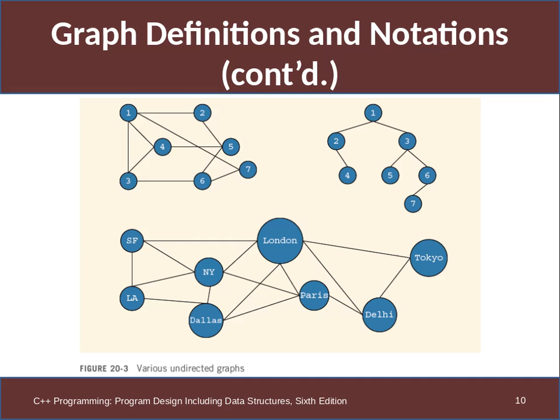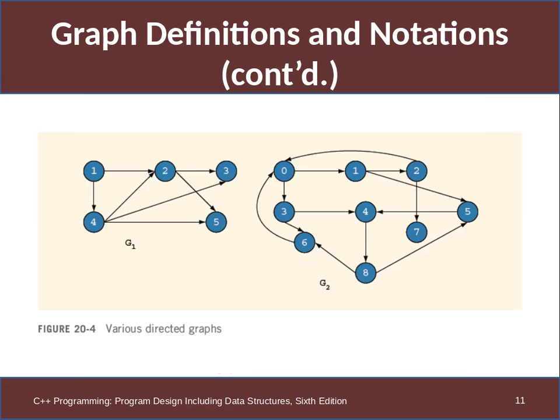Here are some graphs. Undirected graphs. Here are some directed graphs. So, is there a way to go from 2 to 4? Oh, I'm sorry, on this one. Let's start there, on G1. There is a way. Wait. Nope. No. Everything flows down and right.